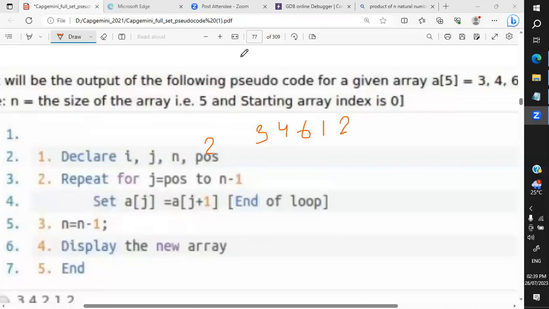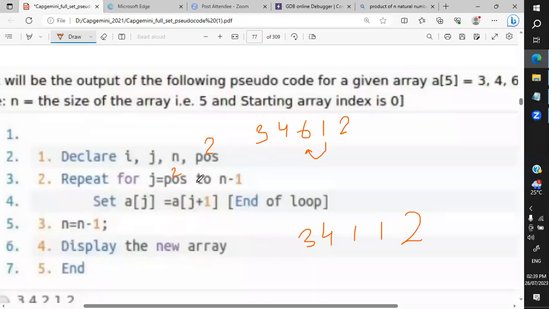Okay, I hope I have given enough time. Just see that. J is equal to position. That means J is equal to 2. Now, we are writing A of J equal to A of J plus 1. That means the value at index 3 is copied into index 2. What is the value at index 3? This is 0, this is 1, this is 2, this is 3. That means here 1 is shifted here. That means it will become 3, 4, 1, 1, 2 as of now. Do you agree?